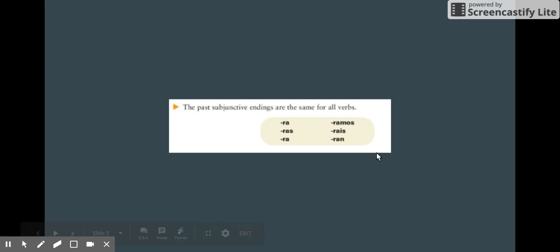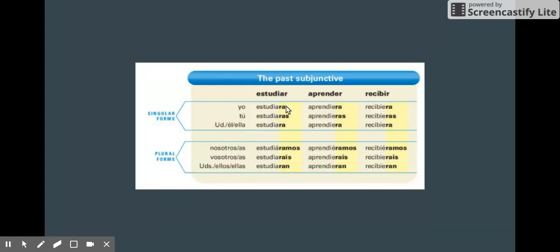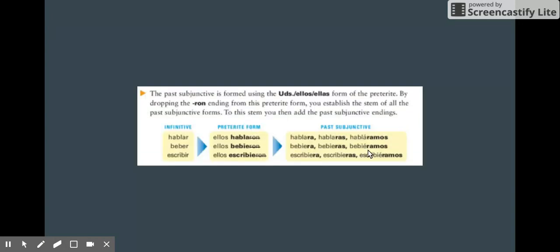RA, ras, ra, ramos, or ran. So as you can see here, whether it's an AR, ER, or IR verb, the endings in the past subjunctive are exactly the same. One thing to note is that in the nosotros form, there is an accent mark. Estudiáramos, aprendiéramos, recibiéramos.